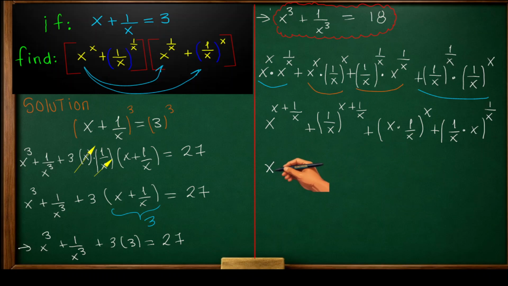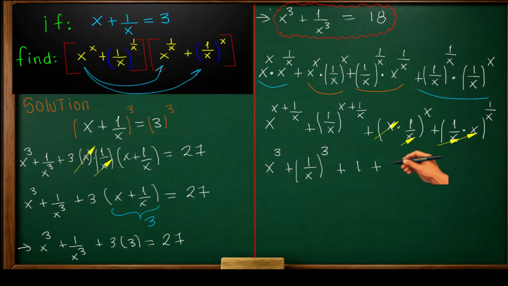x plus 1 over x is 3, so x to the 3, plus 1 over x to the 3, plus we cancel x, 1 to the x plus 1 over x, 1 to the 1 over x, 1.